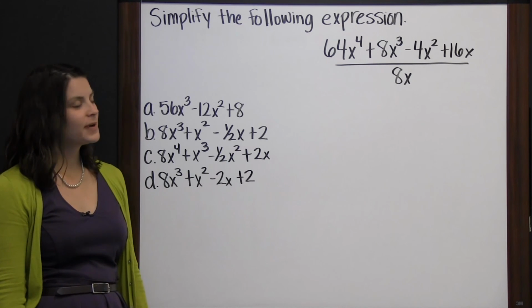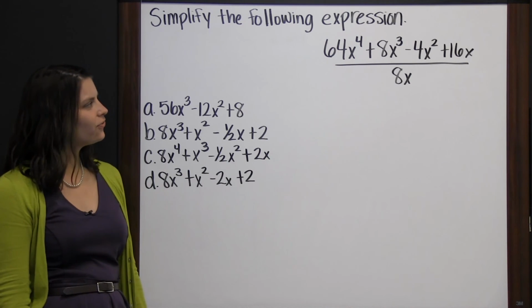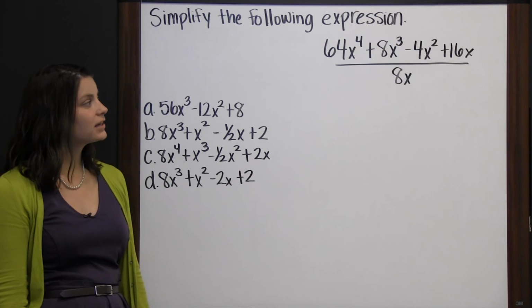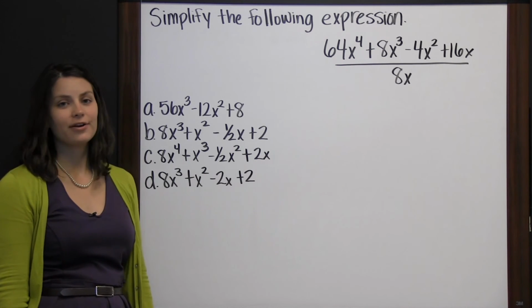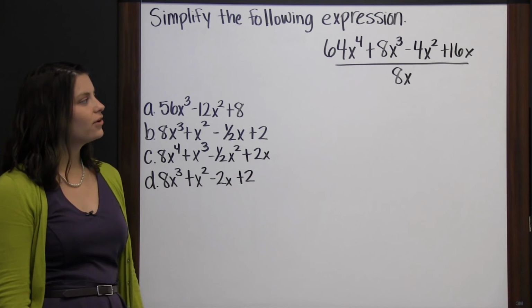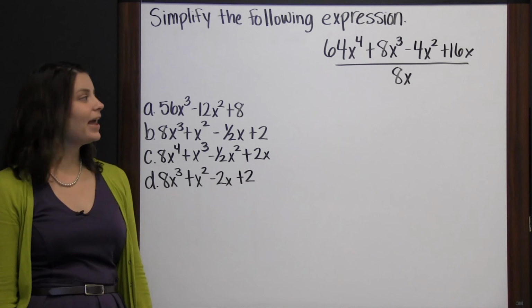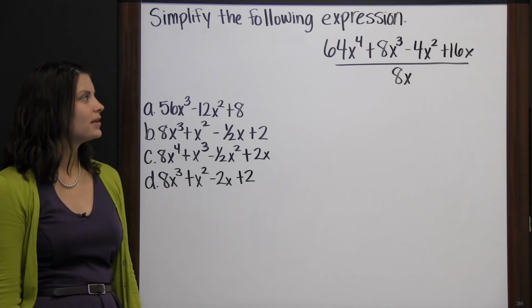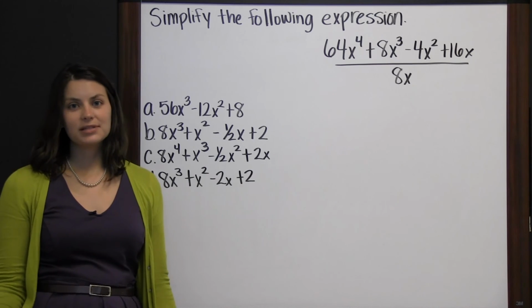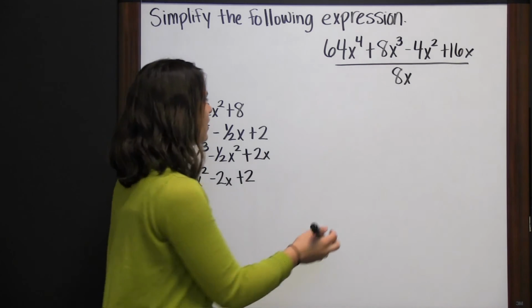Simplify the following expression. 64x to the fourth plus 8x cubed minus 4x squared plus 16x, all divided by 8x. So really what we have here is four separate fractions. I'm going to break this up.